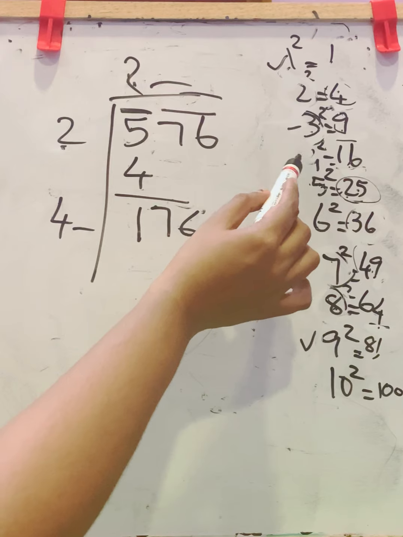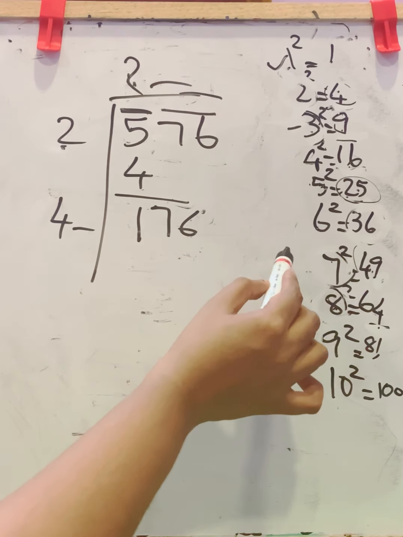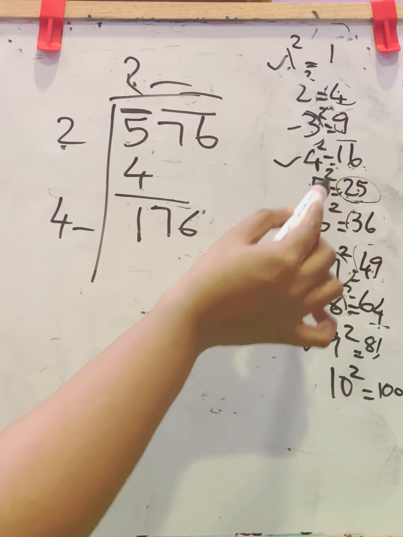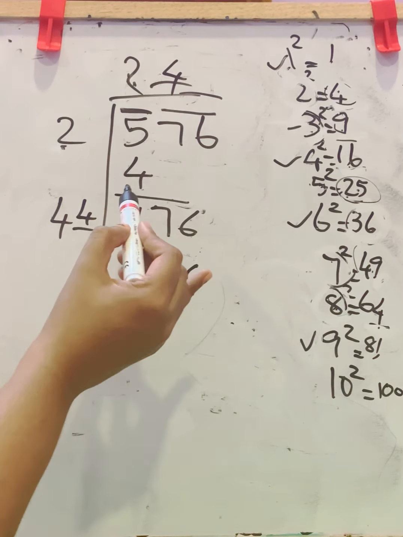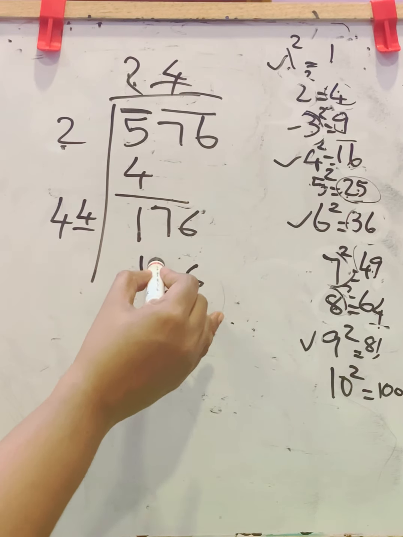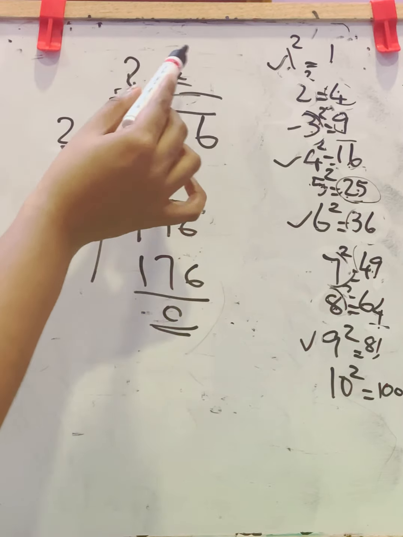Check here. You will find 4 square ends with the digit 6 and also 6 square ends with the digit 6. So either 4 or 6. 44 into 4. 4 4s are 16. Balance 1. 4 4s are 16 plus 1, 17. Yes, that is the answer. 24. Root 576 is 24.